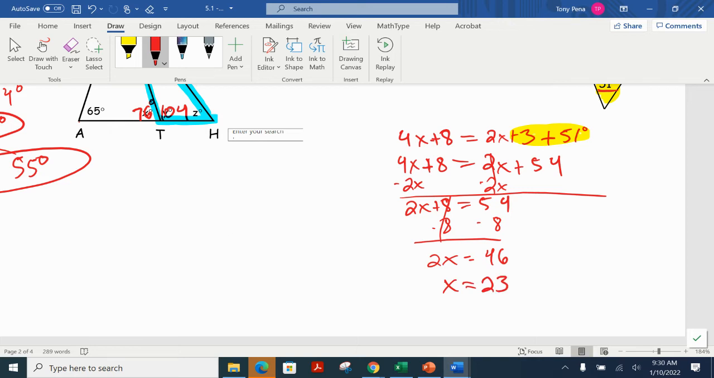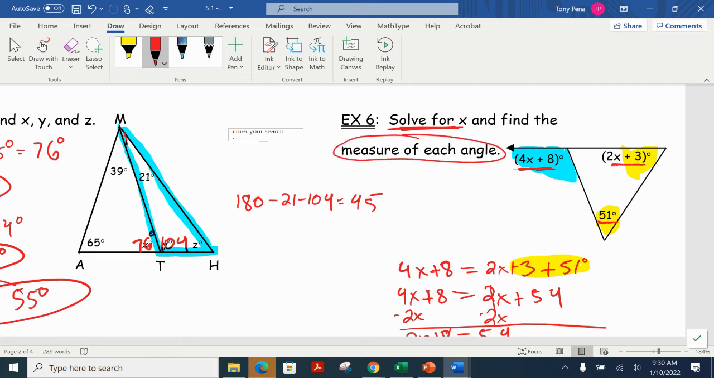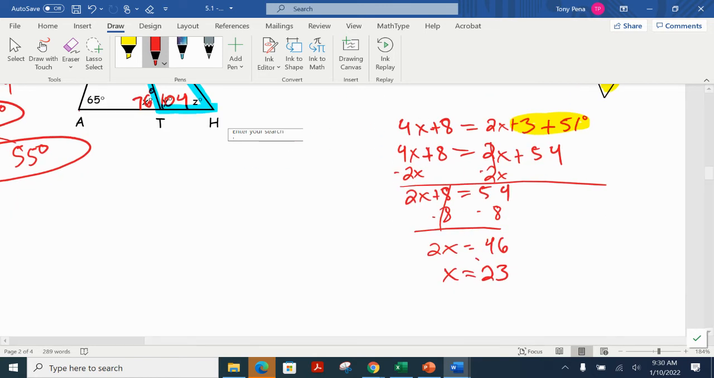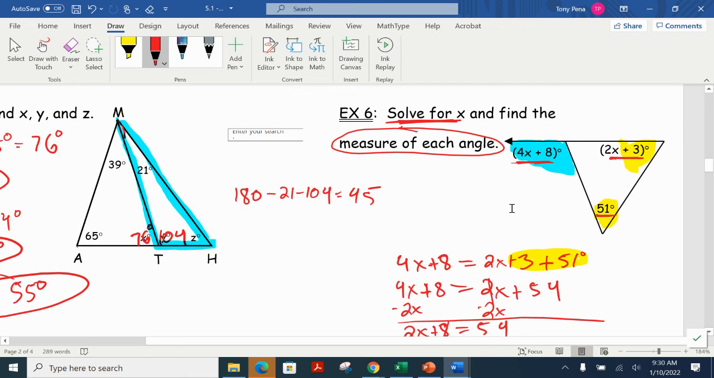And then again, answer the question here. When we get to a quiz, we get to a test, you're going to have some multiple choice, even if it's not multiple choice. Here I'm asking you for x, so that is true. I want you to solve for x, but I also want you to find the measure of each angle then. So a lot of these, you're still going to have some extra work to do. So x is 23, so that's certainly part of our answer. But what I now want you to do is tell me, what is the degree measure of this angle right here, that remote interior angle?